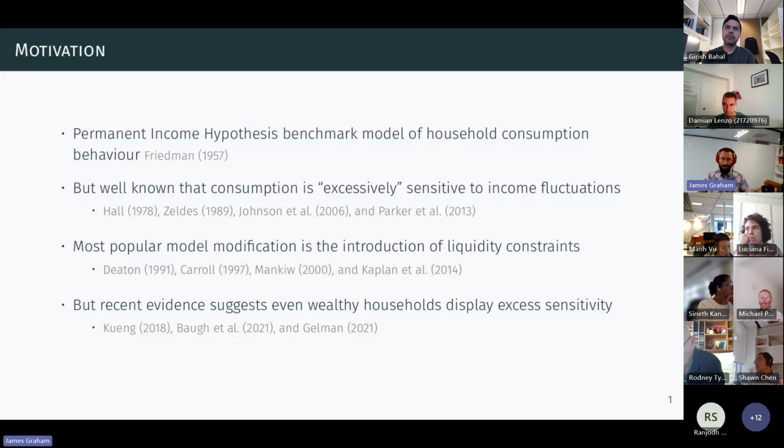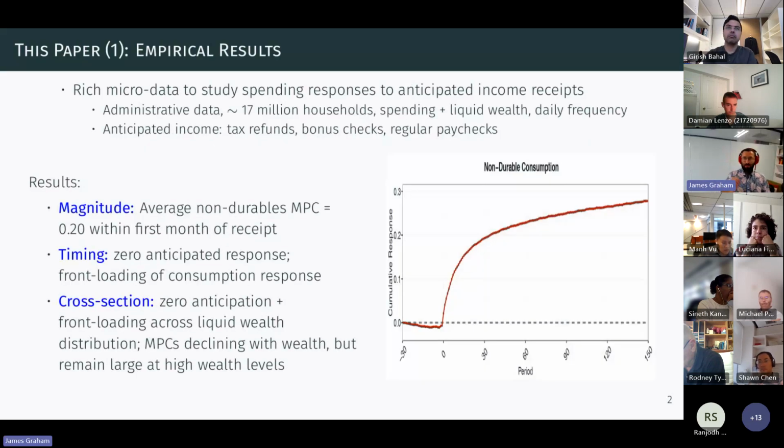But recent empirical evidence suggests that even very wealthy households, and here I mean liquid wealthy households, are also excessively sensitive to these income fluctuations. So I'm going to show you something on that too here today. Households with lots of resources available to them still spend as if they're in some way constrained. So let me just very briefly say what we're going to do in this paper.